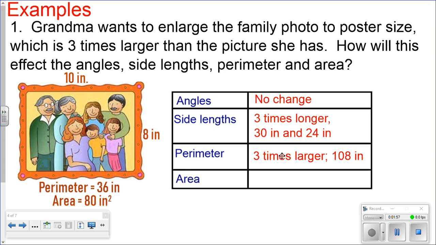The original perimeter is 36 inches, so that would be 3 times larger, so now it would be 108 inches. And the area is now 80 inches, so that will be 9 times larger, which is 720 inches squared.